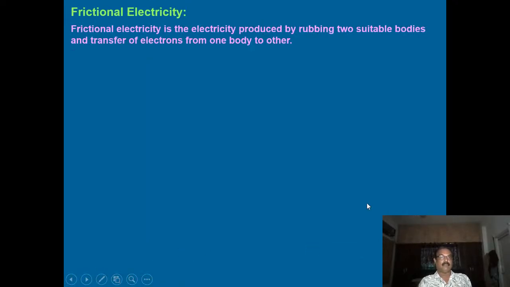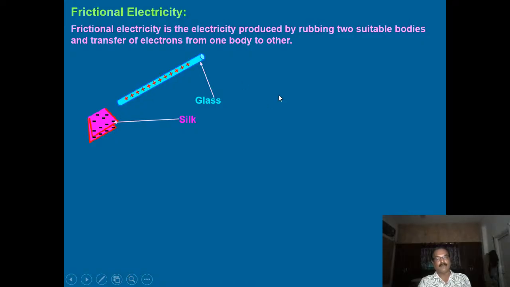Now you can see here the animation figure in which one glass rod is kept over an iron stand, or you can hold it also, but it is better to put it on an insulator so that the charges will not transfer. This is a clean, dry glass rod, and a silk cloth piece is kept. When you rub it, you can see plus marks here, so that means positive charges are developed.